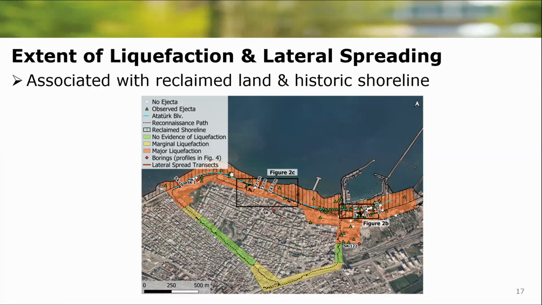So this is approximately a map where we went and where we saw major liquefaction in the red area, and then some marginal or minor liquefaction back here. But this is a limited map just to where we were able to make observations.